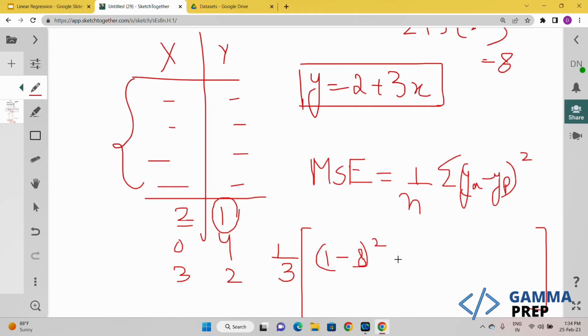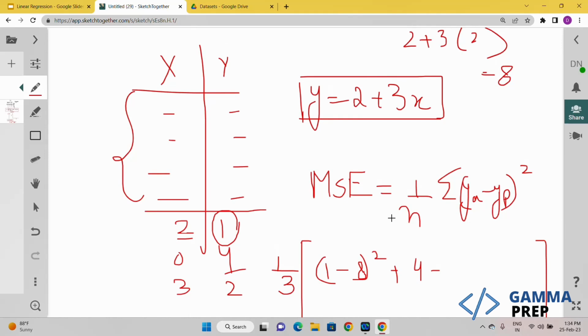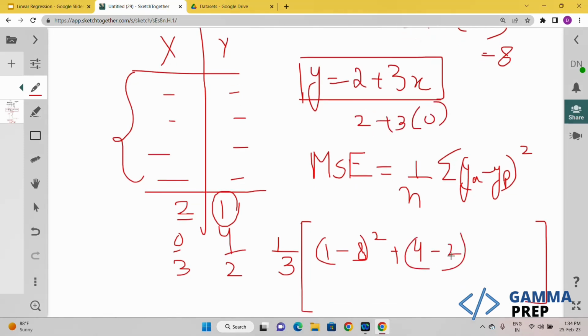So we do (y actual minus y predicted) whole square for the first point. Then for the second point, what is y actual? It is 4. Then what is y predicted? Substitute 0 in place of x. So 2 plus 3 into 0, which is 2. Then y actual is 2. What is going to be y predicted? Again, substitute 3 in place of x. So 2 plus 3 into 3, that is 11.